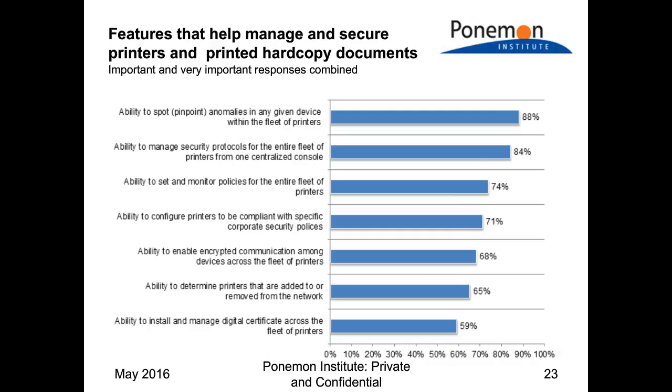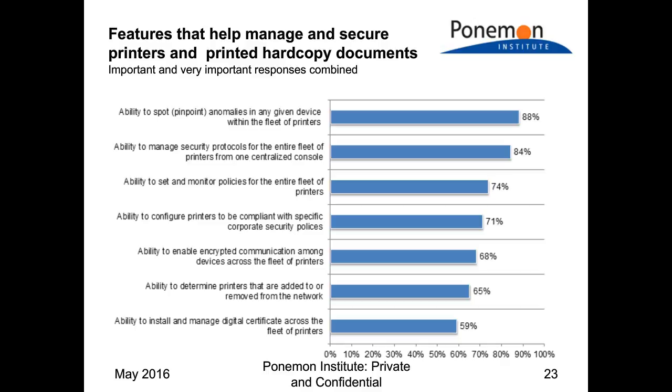Okay. What are the features that help manage and secure printers and printed hard copy documents? Here we're looking at each of these using an attribution, similar to what we did before, but we're looking at the very important and important responses. The full scale is very important, important, not important, and irrelevant. So we're really just looking at the important side of that scale.